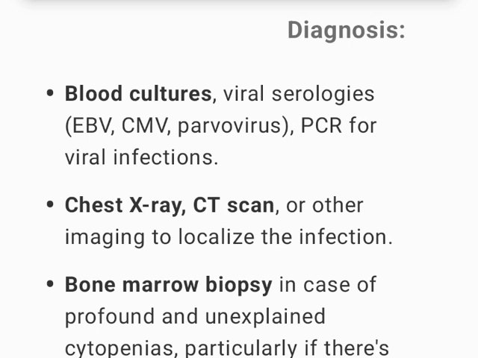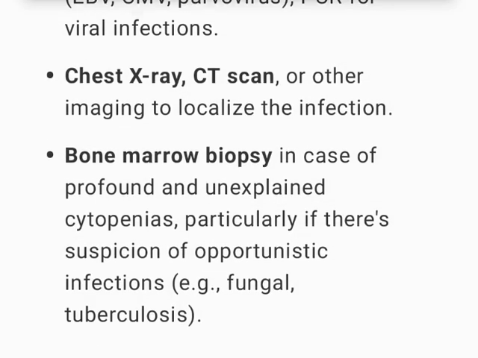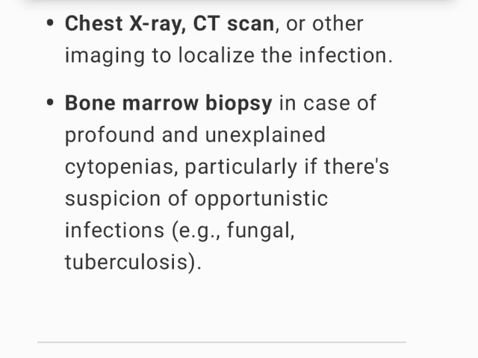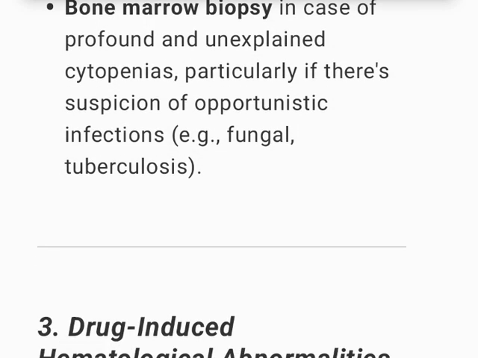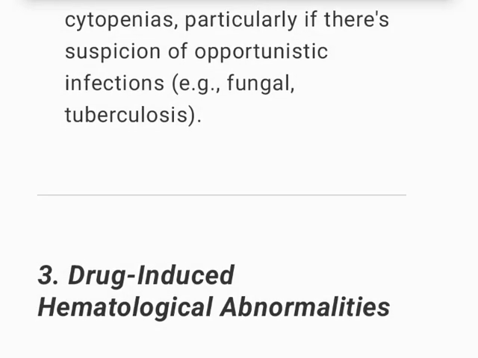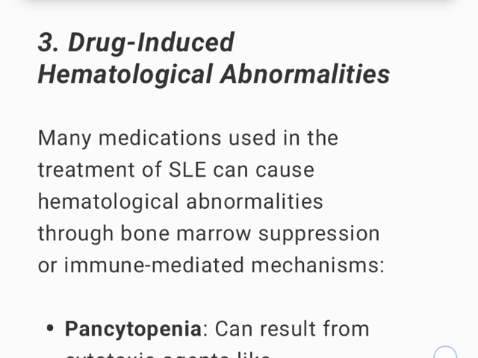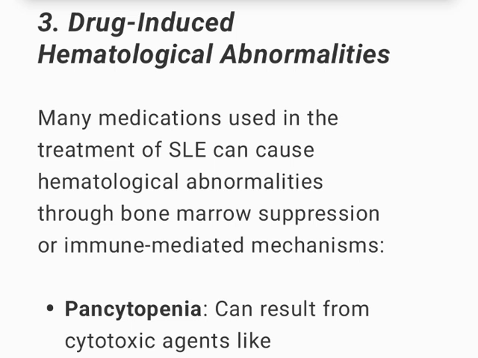Diagnosis: blood cultures, viral serologies, EBV, CMV, parvovirus, PCR for viral infections. Chest X-ray, CT scan, or other imaging to localize the infection. Bone marrow biopsy in case of profound and unexplained cytopenias, particularly if there's suspicion of opportunistic infections, e.g. fungal, tuberculosis.